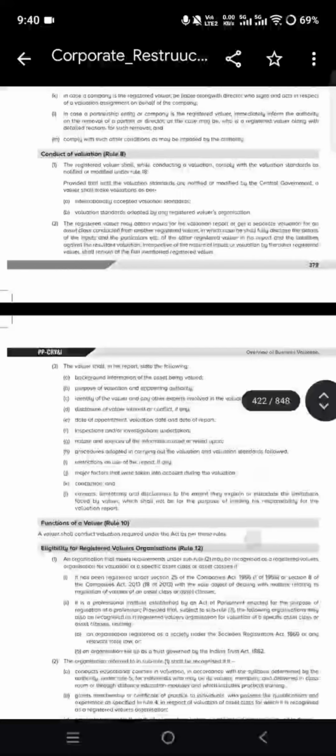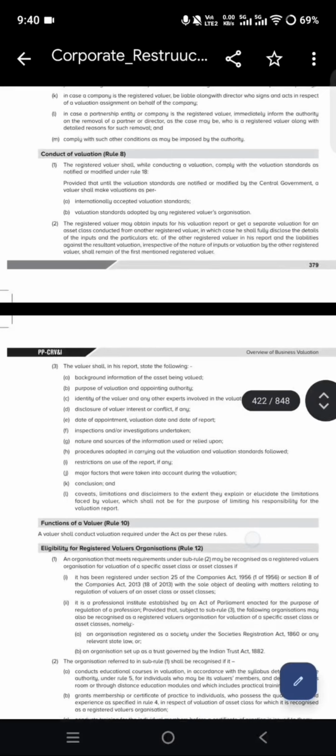In case of a partnership entity or company that is a registered valuer, it shall allow only a partner or director who is a registered valuer for the asset class being valued to sign and act on its behalf. So there will be different classes of assets, right? Partner A, partner B, partner C, D, each registered for a different class. For the class for which he is registered, only that class he has to evaluate.